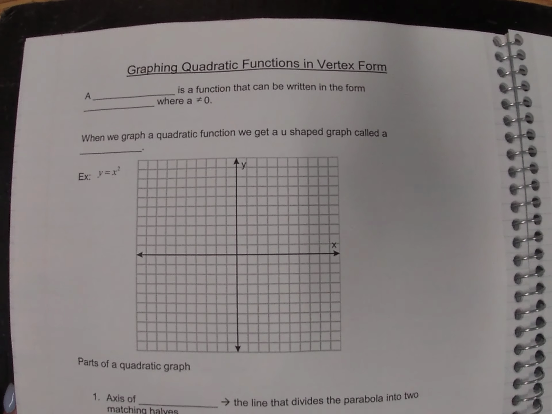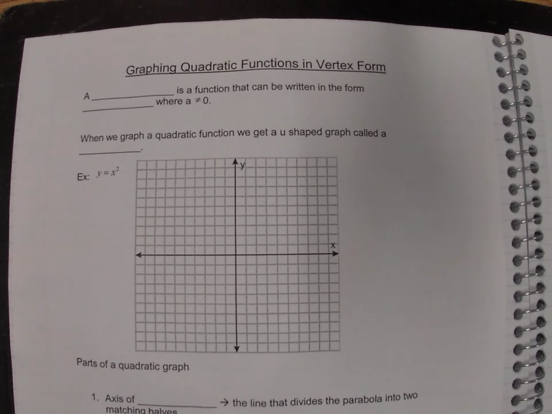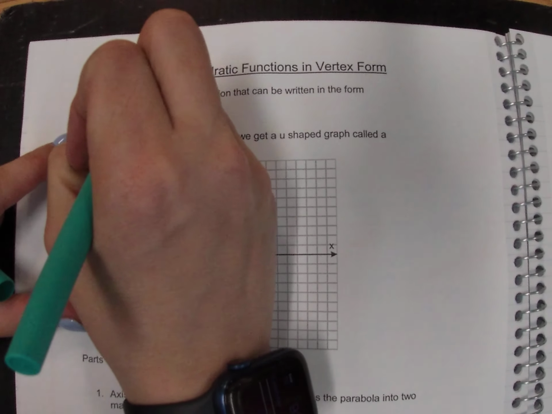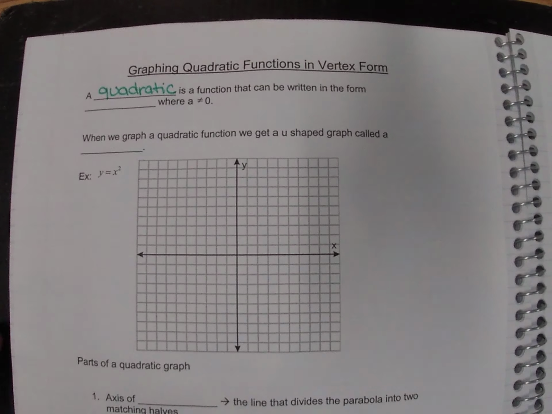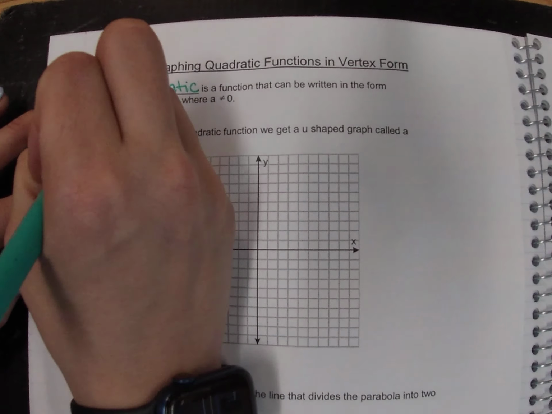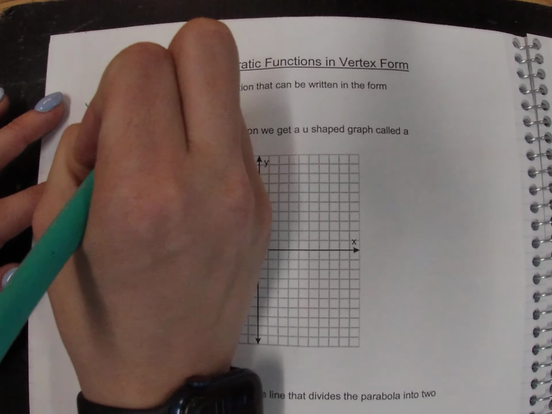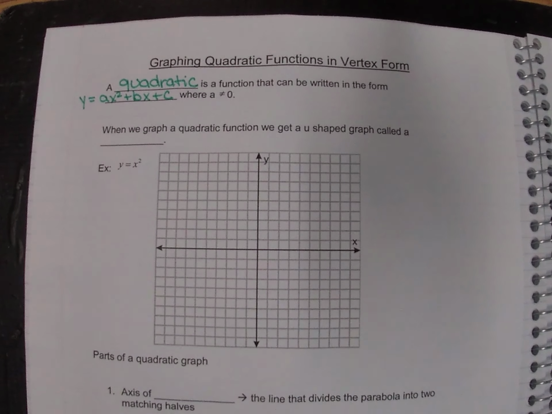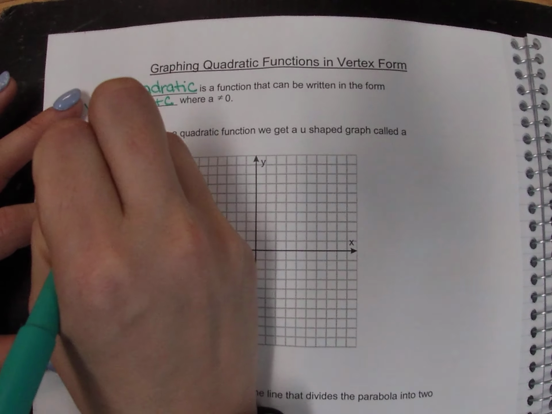Today we are going to be taking a look at graphing quadratic functions in vertex form. So the first thing is we've been dealing with quadratics, so hopefully we understand that a quadratic is a function that can be written in the form y equals ax squared plus bx plus c, where a can't be 0 because if a is 0, then the x squared goes away and it's no longer a quadratic. When we graph a quadratic function, we get a U-shaped graph that we call a parabola.